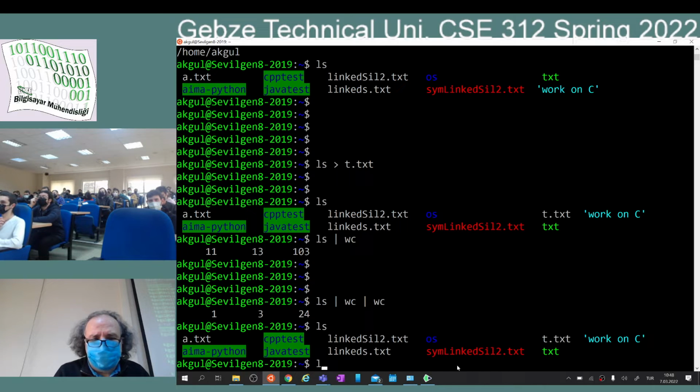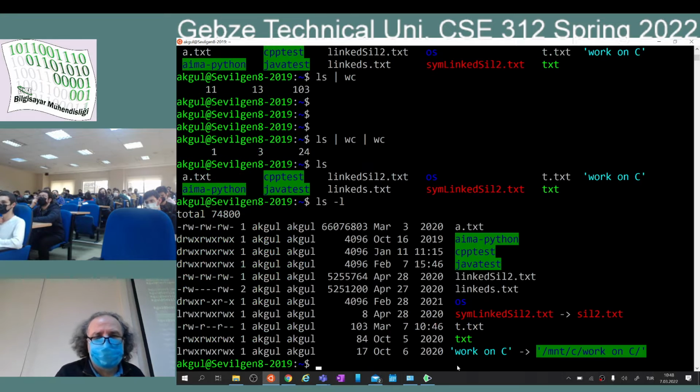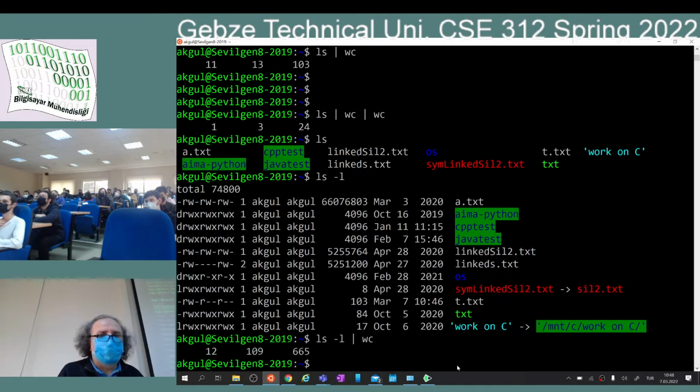I don't see the lines. Maybe it is here. Like this one is better. ls minus l. So this one has 11 lines. Let me do this then. Minus l and 12 lines and this many characters.